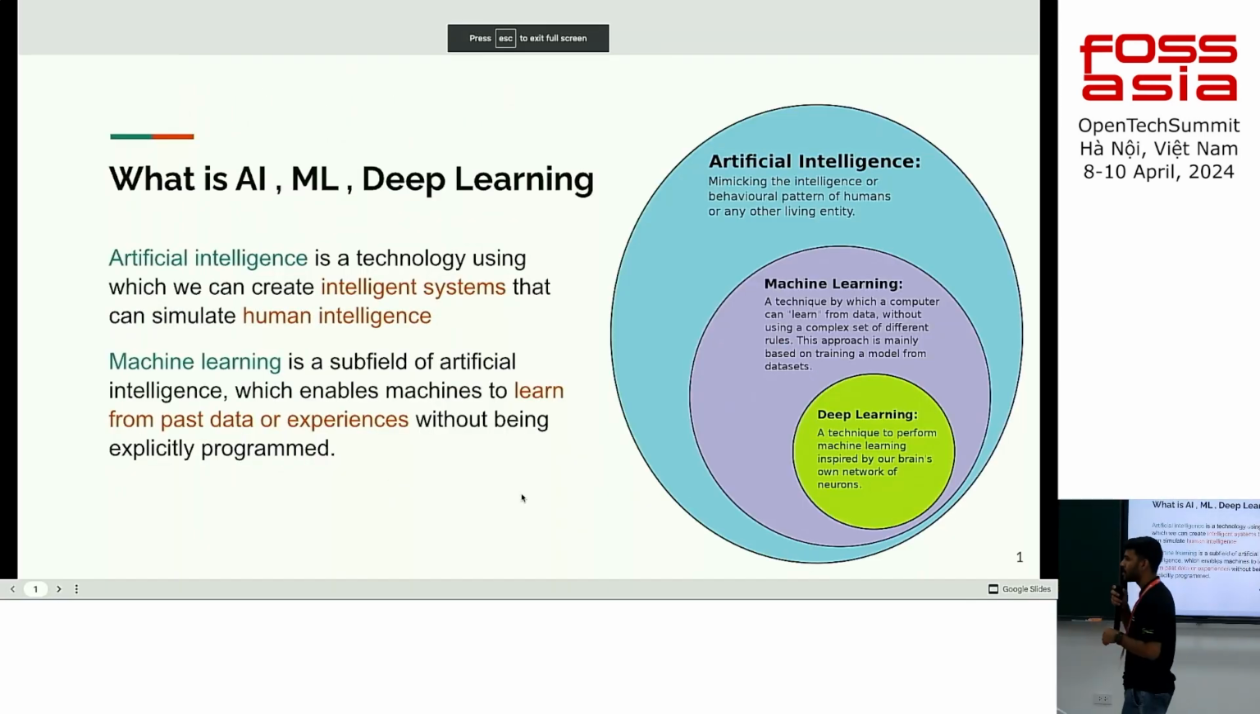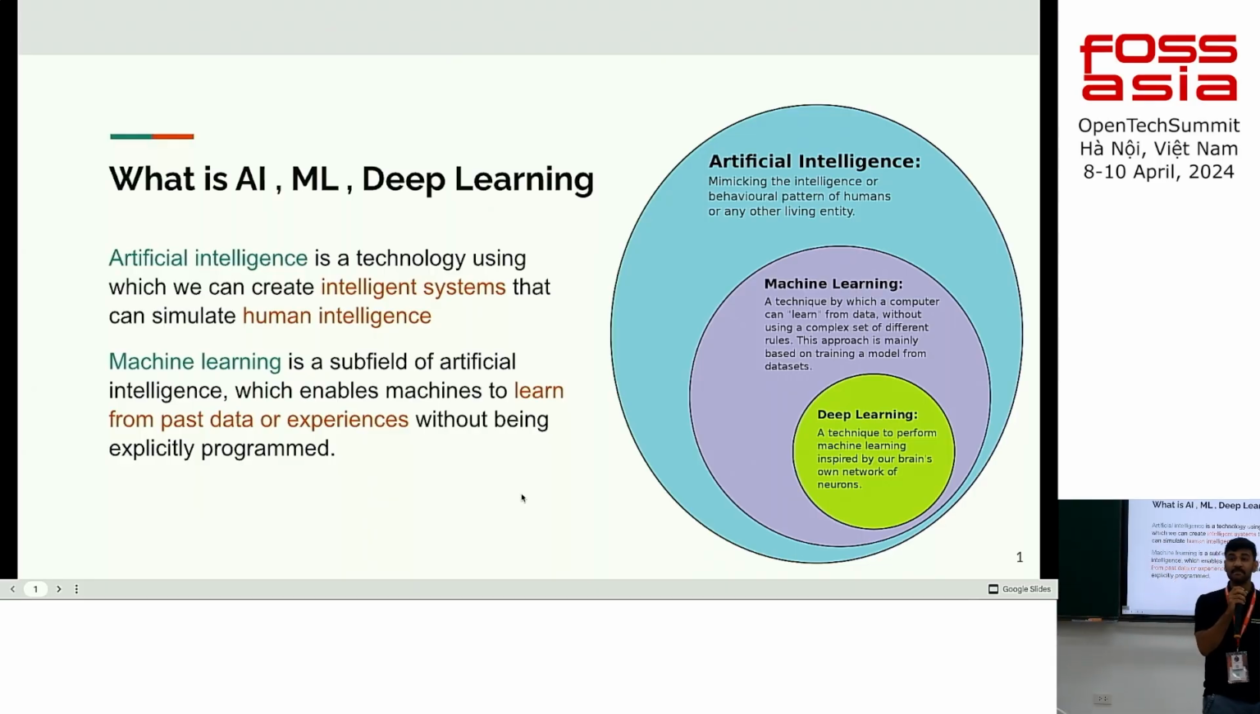So before starting tiny machine learning, we need to understand what machine learning is. You might have heard the words AI, ML, deep learning, etc. So what is the difference between AI, ML, and deep learning? AI means artificial intelligence, which means we are trying to mimic human intelligence using computers. We are trying to make similar intelligence with computers. That is called AI.